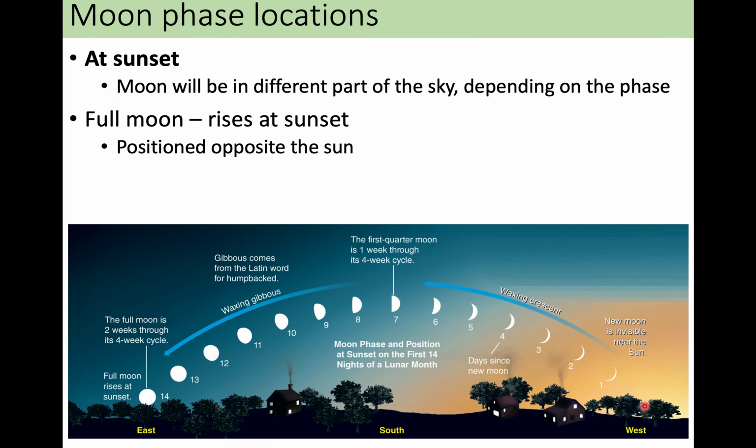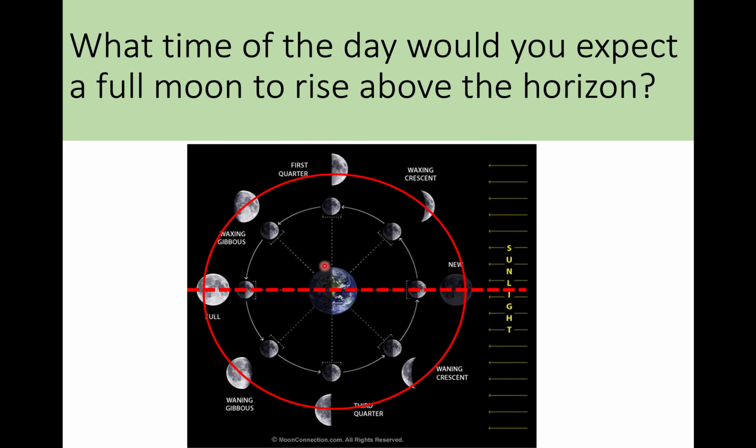At sunset, what would be highest in the sky would be our first quarter moon. So the first quarter moon would be very high in the sky at sunset. That's because the first quarter moon is offset 90 degrees from the sun. So offset 90 degrees. So not that 180 degrees complete opposite, but it's offset by a quarter.